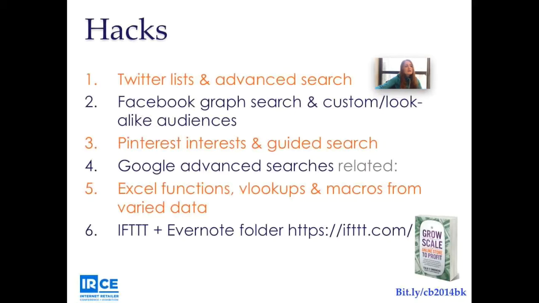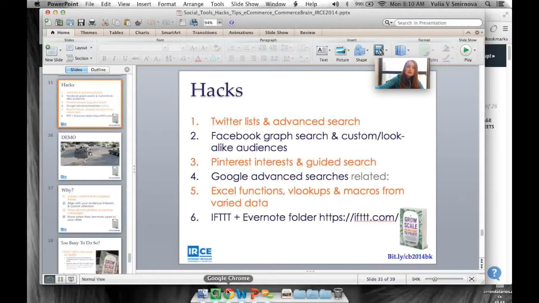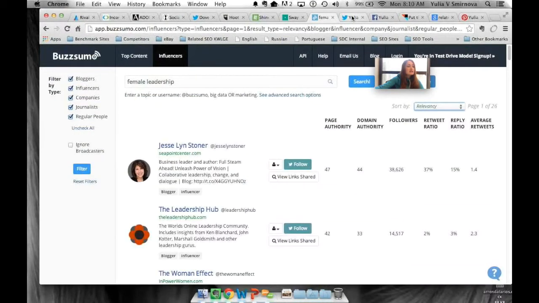And now let's go into the hacks. Hacks are basically activities you can do if you don't want to subscribe to any of those tools, which I doubt by now. But you can do those things as well to collect some data about your competitors or come up with ideas for your social marketing content. And so you can create specific Twitter lists and do advanced search. And once you have those lists, you can create specific streams on HootSuite just for those specific lists.